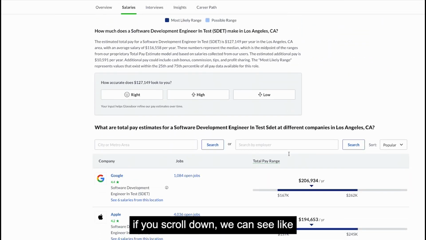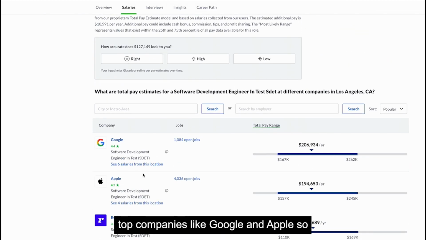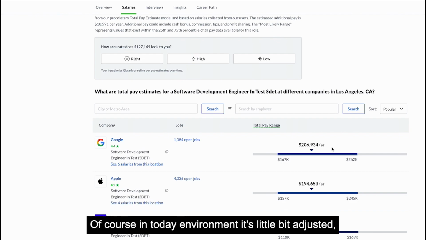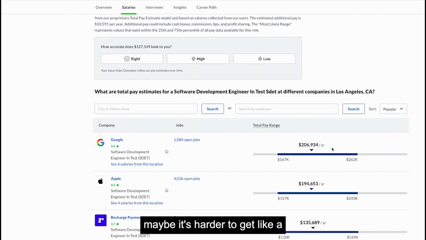But if we scroll down, we can see top companies like Google and Apple, so you pretty much can get like 200K per year and even more. I personally know people who were making like 400K, 500K, and even more, close to a million. Of course, in today's environment, it's a little bit adjusted. Maybe it's harder to get a 1 million salary than it was a year or 2 years ago, but it's still possible. But again, earning a 200K salary for SDET, I think it's pretty good compensation.